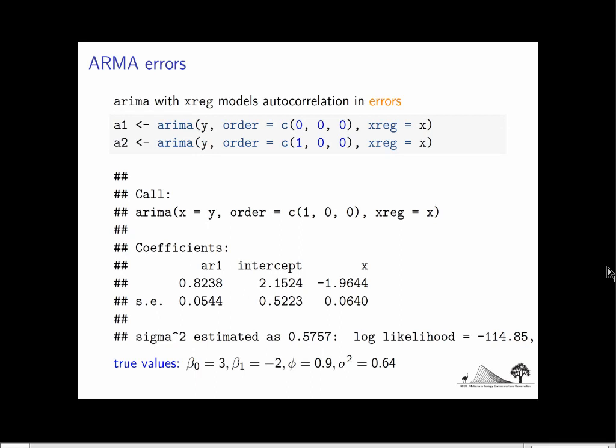Intercept 2, slope minus 1.96. Okay, the values that I simulated from: the intercept was 3, here 2, not too bad. The slope was minus 2, here minus 1.96. The autocorrelation coefficient was 0.9. And the sigma squared was 0.64. It's okay.